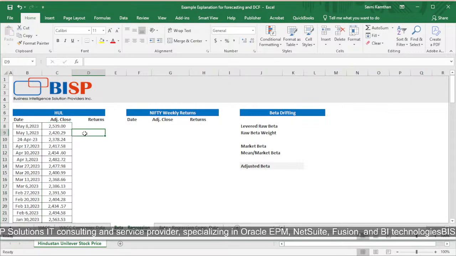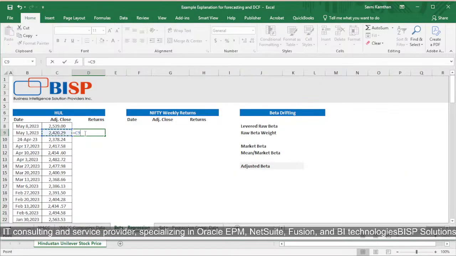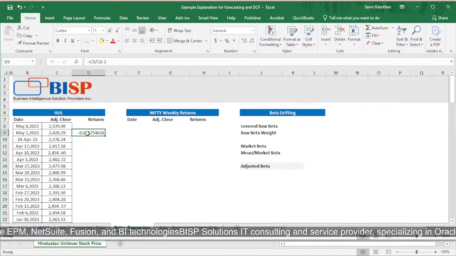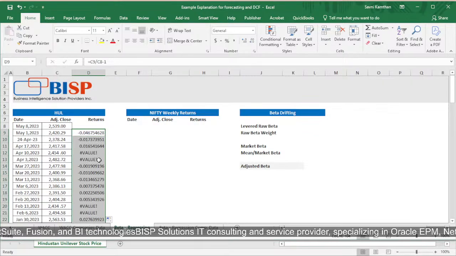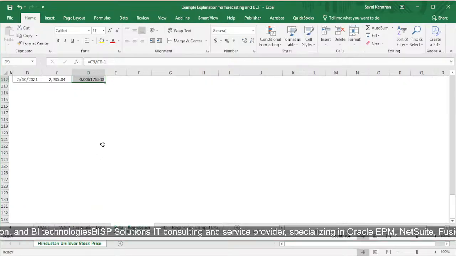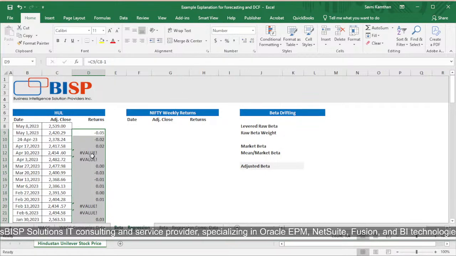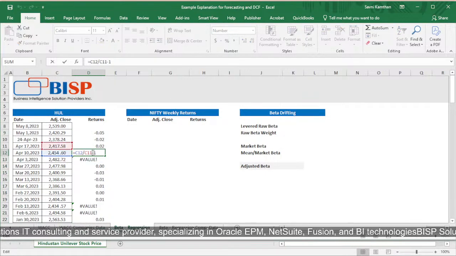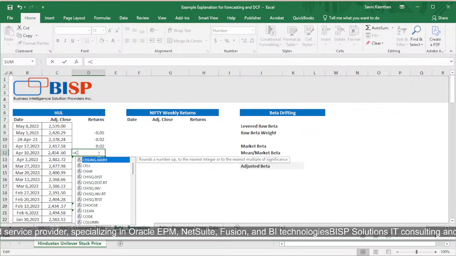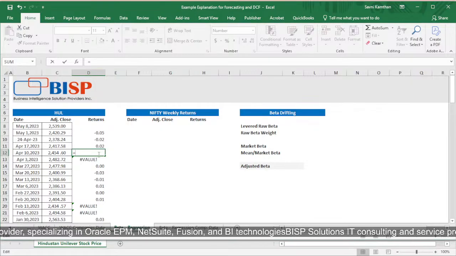Now if I want to calculate my returns, I will be dividing the May 8 2023 price by the May 1 2023 price and subtracting 1. So like this. In some parts it is showing us an error value. Why? Because it cannot be calculated. Sometimes it happens because of some issues in Excel.